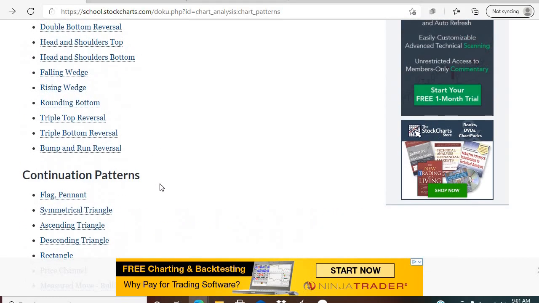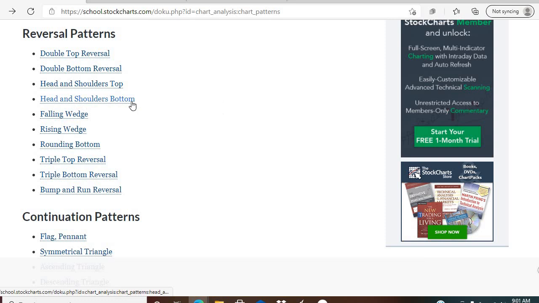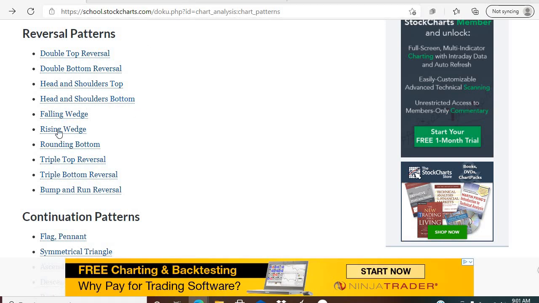Take a look at all this. This is great stuff. Head and shoulders, we didn't even touch on head and shoulders. That is a bearish pattern, and you definitely want to know about those. At the bottom, this is an inverted head and shoulders. This is actually bullish.